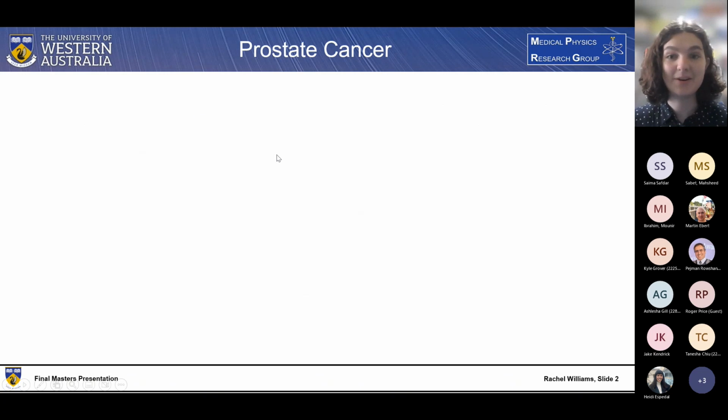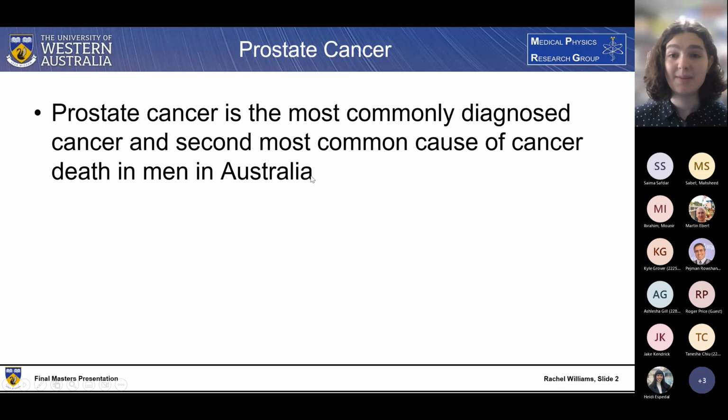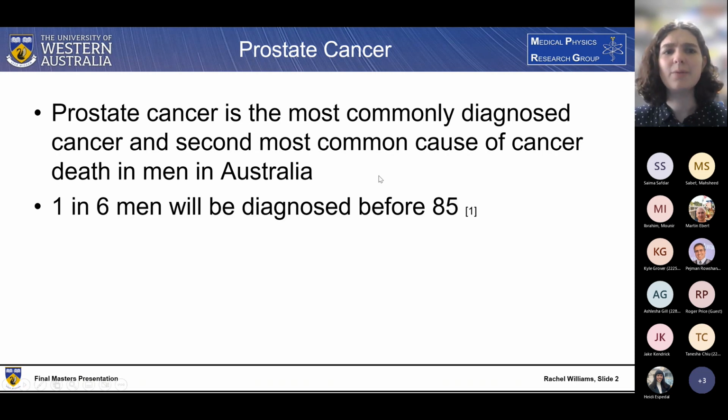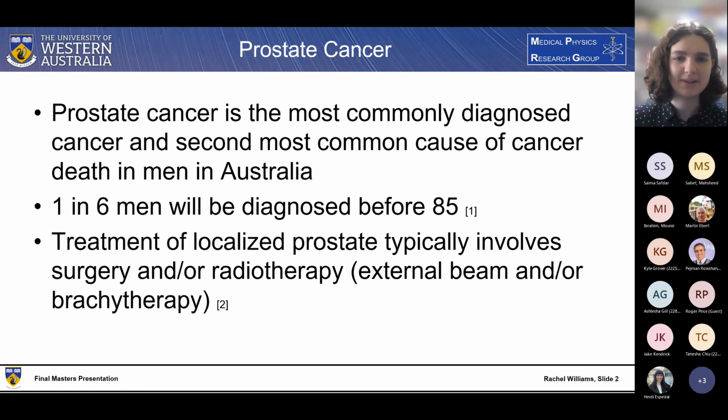So a bit of background on prostate cancer. Prostate cancer is the most commonly diagnosed cancer and second most common cause of cancer death in men in Australia, with 1 in 6 men being diagnosed before the age of 85. Treatment of localized prostate cancer typically involves surgery, radiotherapy, or both. Radiotherapy can either be treated as external beam or brachytherapy or both.